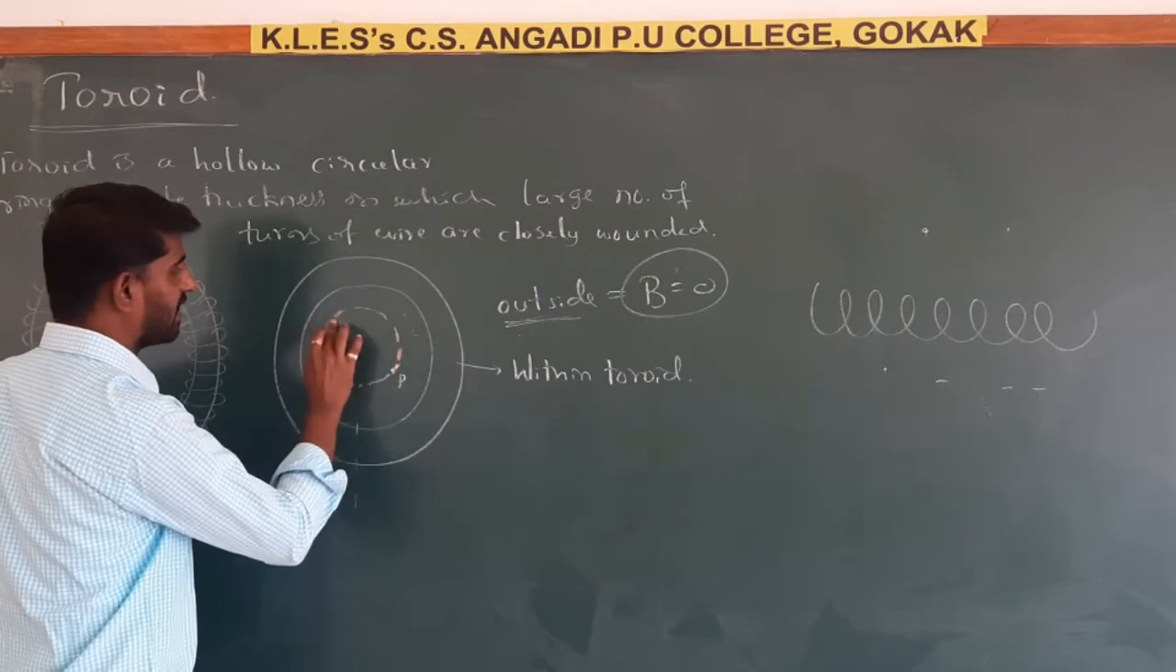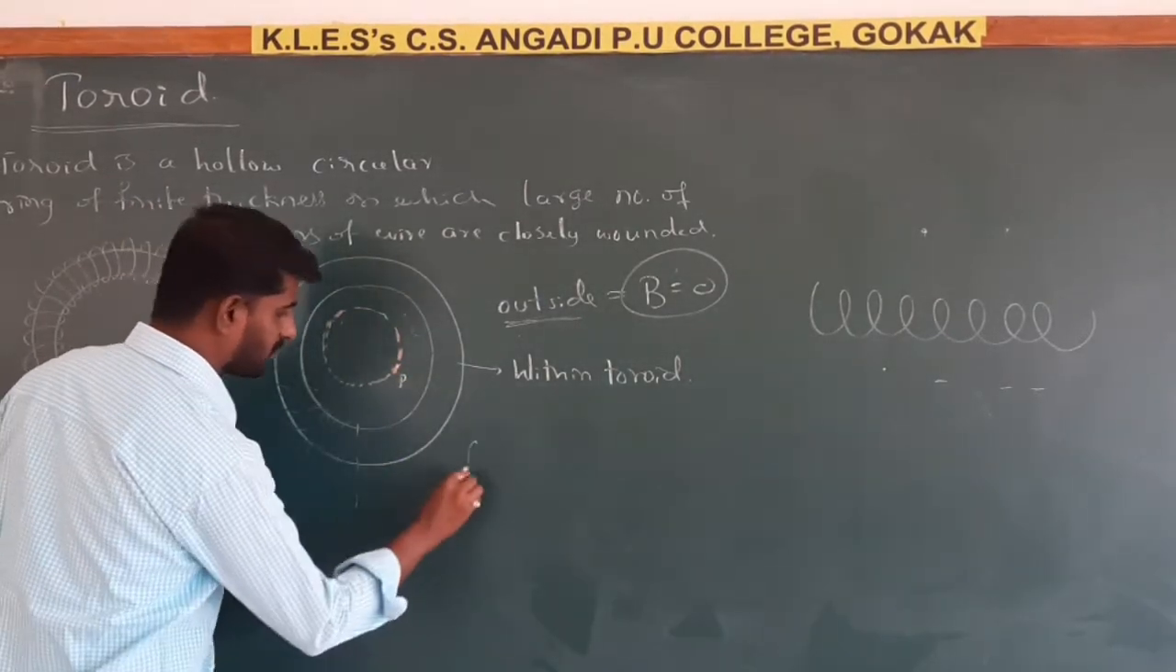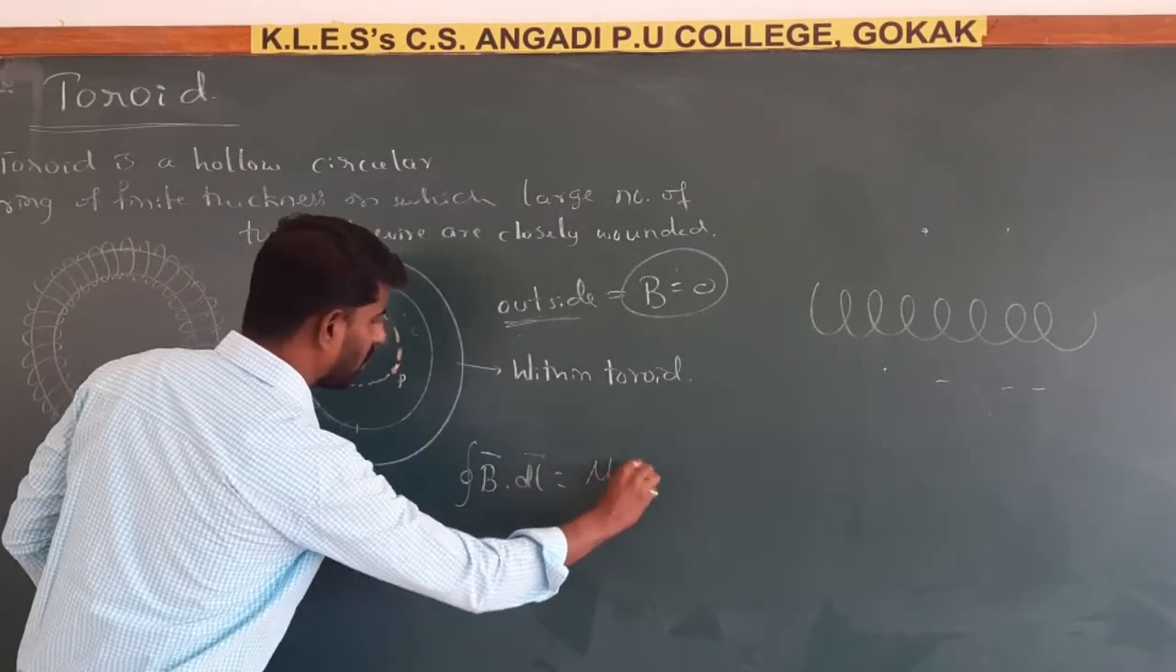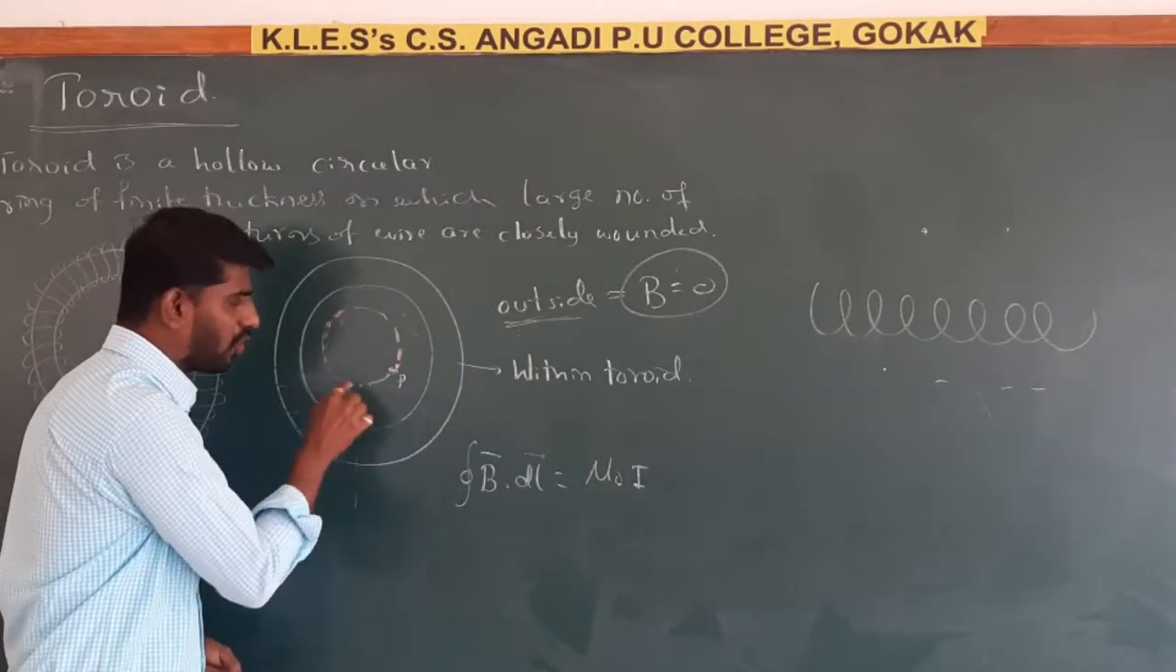This dashed line is my Amperian loop. So what's the magnetic field at this point? I can use this formula: the line integral of the magnetic field dot dl is equal to mu naught into I. What is the current enclosed by this dotted line now?